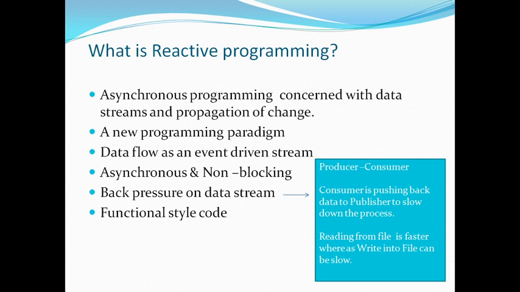Let's take another simple example. You are reading the data from a file, and another part of your application in the back end is going to write into a file. The subscriber is taking more requests from the client and reading very fast, but at the same time your consumer may not write the content into the file as fast as your producer. In that case, we can apply this back pressure feature.